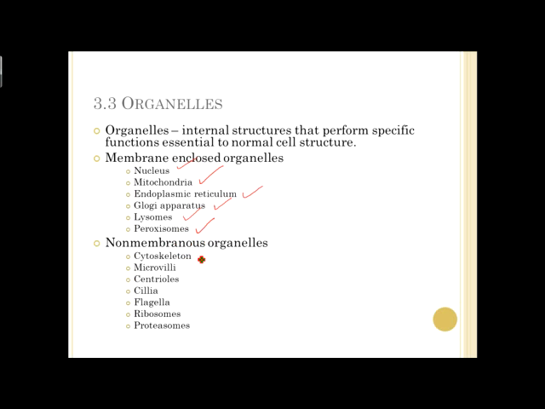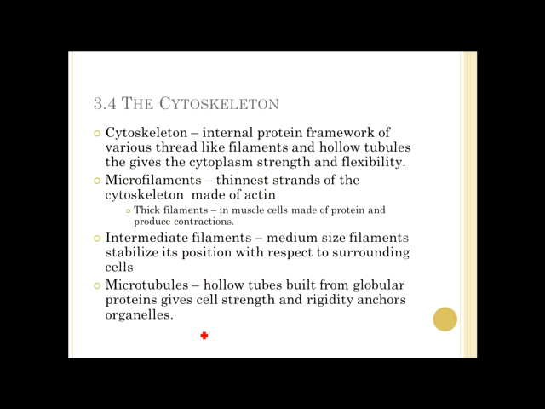Non-membranous organelles, cytoskeleton, this is structure. Microvilli, little finger-like projections on the surface of the cell. Centrioles, cilia, flagella. Centrioles are going to be on the interior, allow for supportive structure. Cilia and flagella are either going to be little hair finger-like projections, or flagella is a tail to allow for movement. The ribosomes, which create proteins, and proteasomes, which will break down proteins or destroy denatured proteins and things like that. And we're going to talk about all of those in this section.